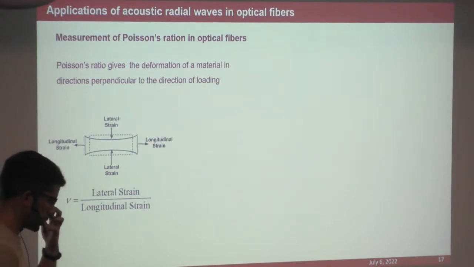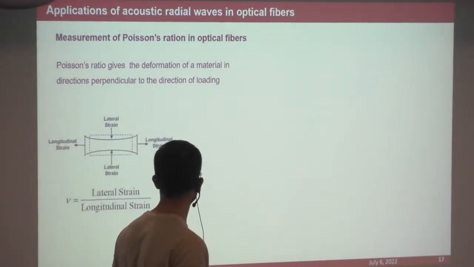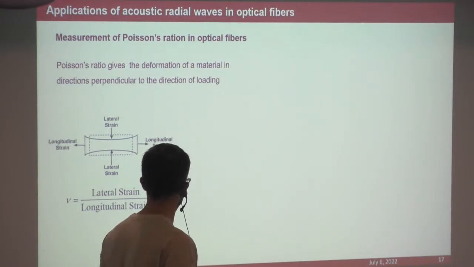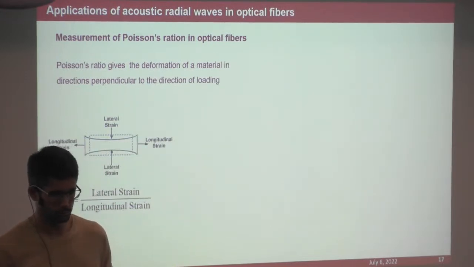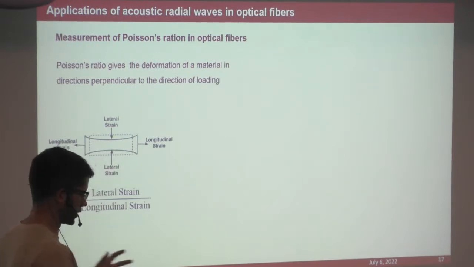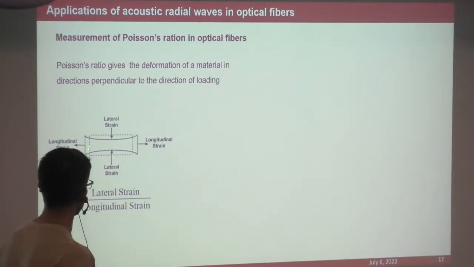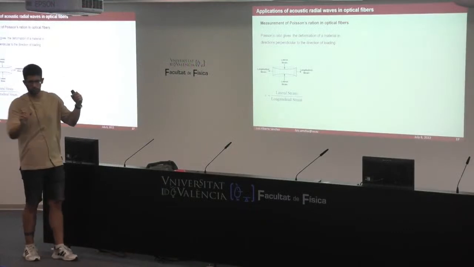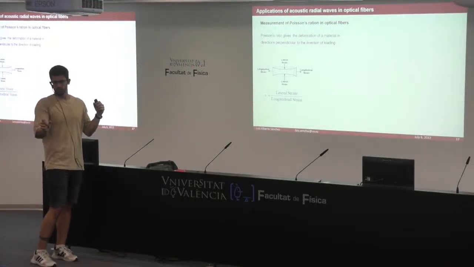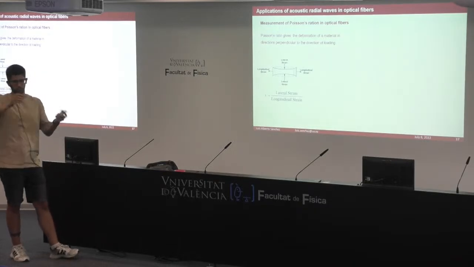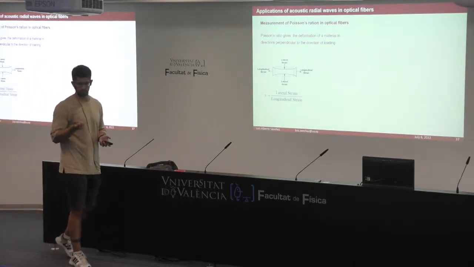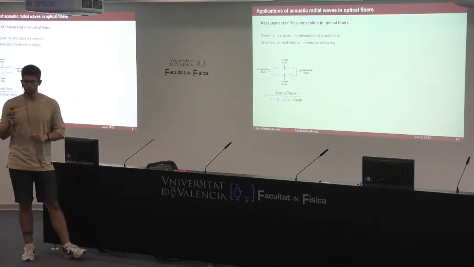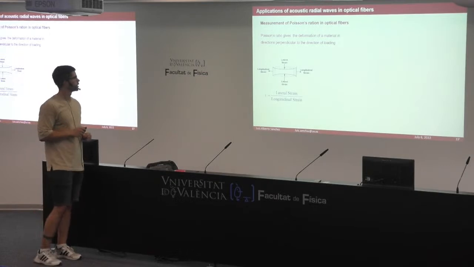So in optical fibers, it's really hard to measure this kind of elastic properties, because they are really small. Usually, if you want to measure this in a bulk sample, in a big sample, you can just take measurements of the distance when you put a strain in one direction. Let's say the strain is 2 centimeters in one direction and 1 centimeter in the other. You can calculate Poisson ratio, but in optical fibers it is really difficult because they are really small. But we can use the properties of these acoustic waves inside the fiber to calculate this.